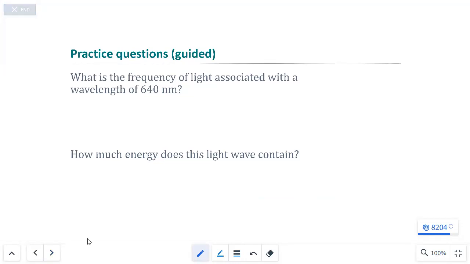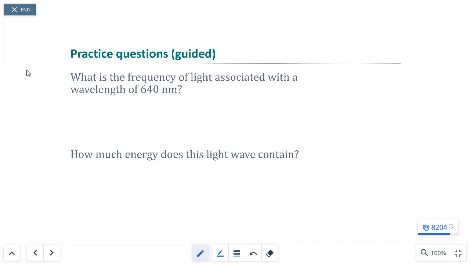So this here represents just about as much calculation as we're going to get into in this particular chapter. This, and there's one concept after this about relating energy and frequency that we'll talk about shortly. What is the frequency of light associated with a wavelength of 640 nanometers? How much energy does this light wave contain? Well, we'll need another equation to help us with that.